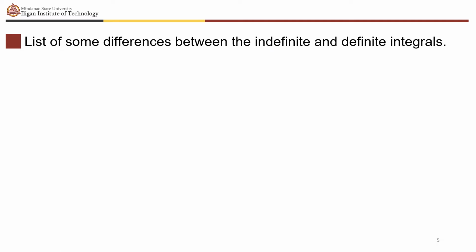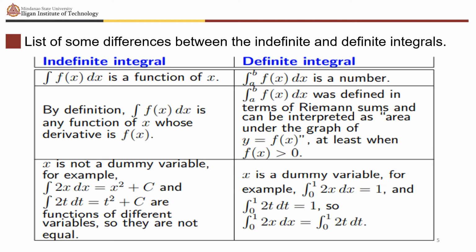Here's a list of some differences between the indefinite and definite integrals. For the indefinite integral, the integral of f of x dx is a function of x. Whereas, for the definite integral, the integral from a to b of f of x dx is a number. By definition, the integral of f of x dx is any function of x whose derivative is f of x. That is for your indefinite integral.